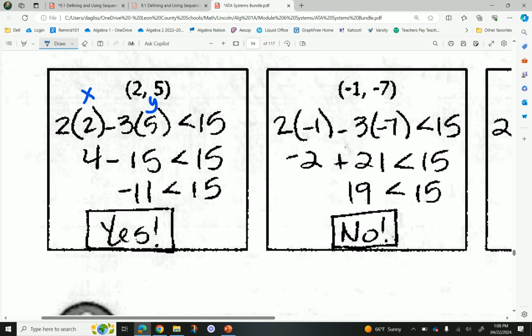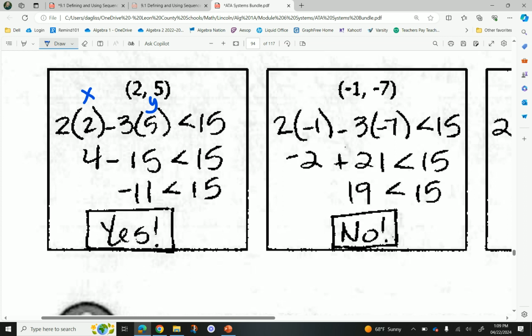So 2 times 2 minus 3 times 5 is the same thing as 4 minus 15, which gives me negative 11. Our original inequality says it's going to work if it's less than 15. So is negative 11 less than 15? Yes. Okay, so this one works.